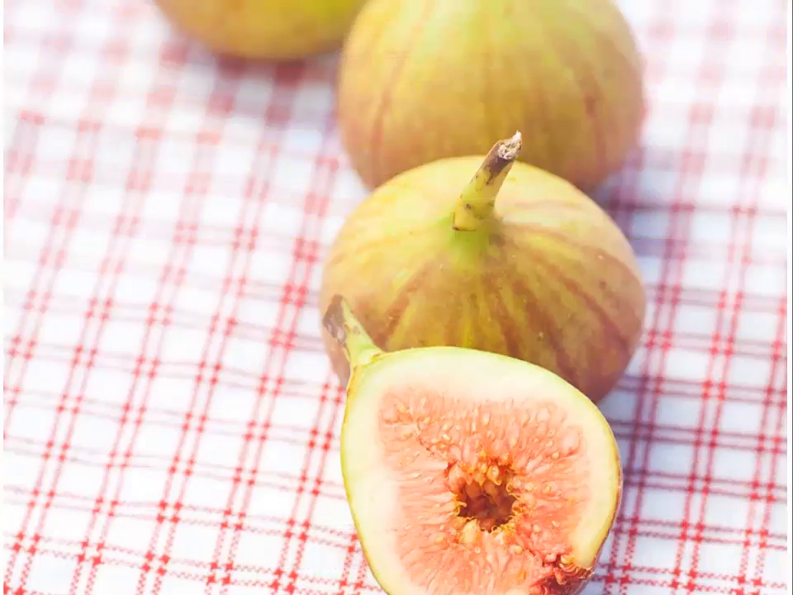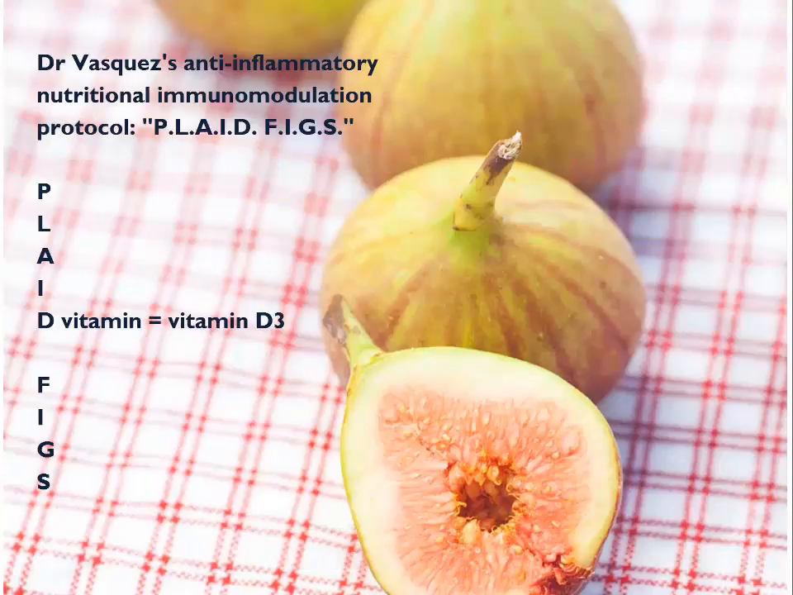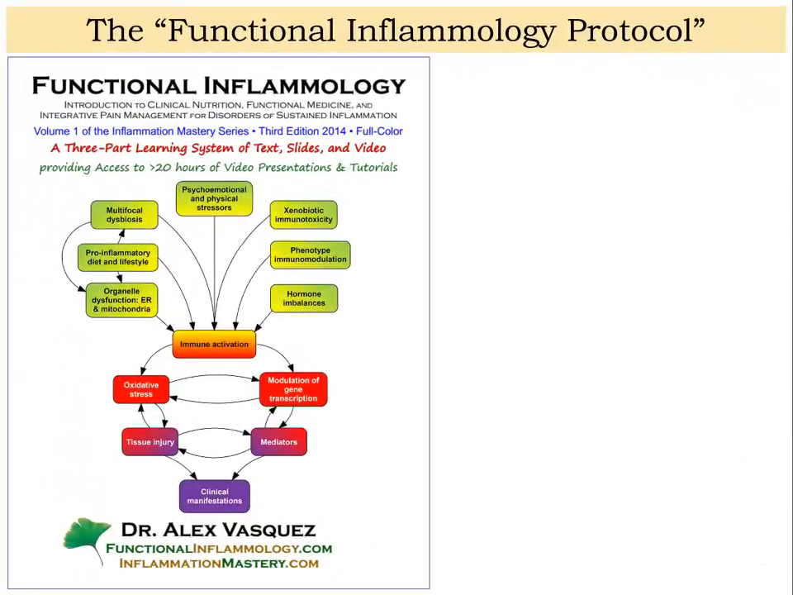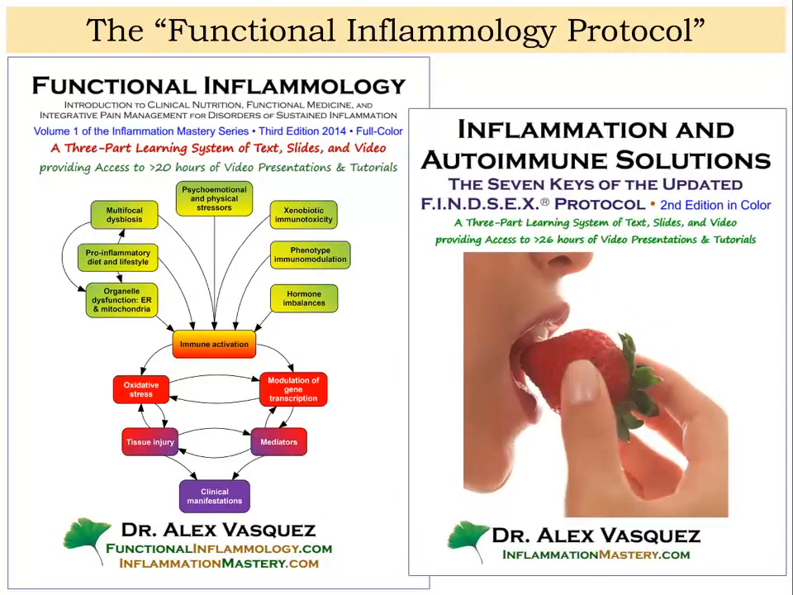This is part of my protocol, which I call nutritional immunomodulation. The acronym is recalled by the little jingle "plaid figs," and that's why you're looking at plaid and figs here. That's part of my nutritional immunomodulation protocol. Again, that's described in Functional Inflammology. It's also described in a shorter book called Inflammation and Autoimmune Solutions. The full version right now is either an excerpt called Functional Medicine Rheumatology version 3.5 or the full 900-page version, which is Naturopathic Rheumatology version 3.5.